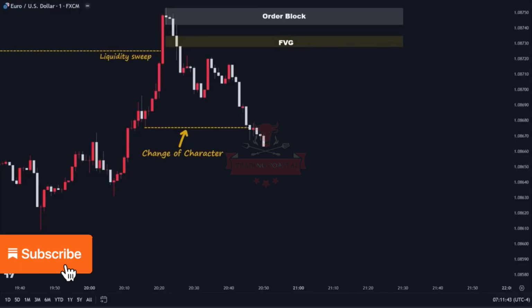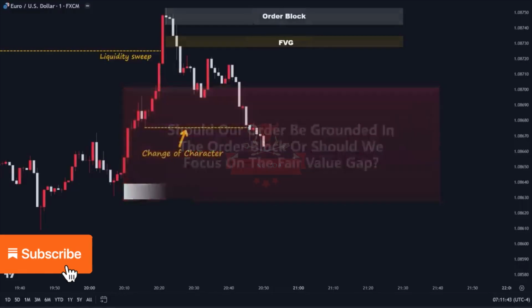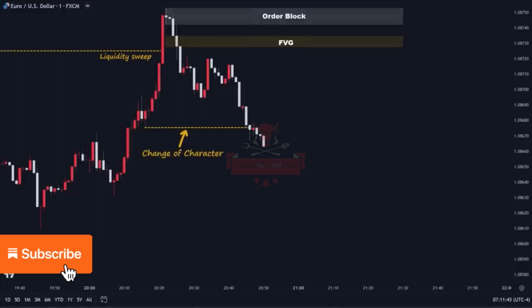Now, the crucial question arises. Which zone should we prioritize for positioning our sell limit order? Should our order be grounded in the order block, or should we focus on the fair value gaps? To answer this query, let me explain my entry approach in situations like these within the market.